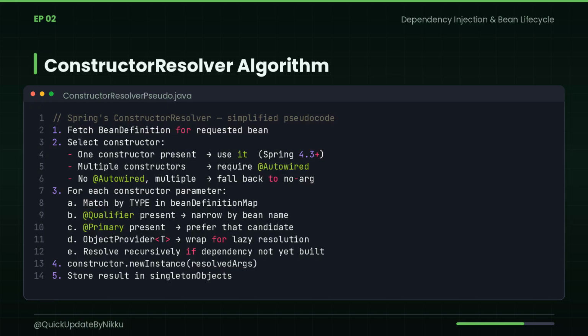The class that executes this logic inside Spring is ConstructorResolver, located in org.springframework.beans.factory.support. Step 2 is why a single constructor bean just works without any annotation since Spring 4.3. Step 3 is the most important detail. If a required dependency has not been built yet, the container pauses and builds that dependency first, recursively, before completing the current bean. This is how the entire dependency graph assembles itself bottom-up.